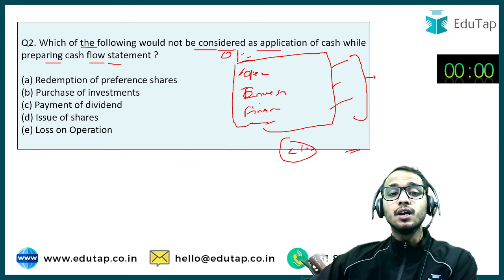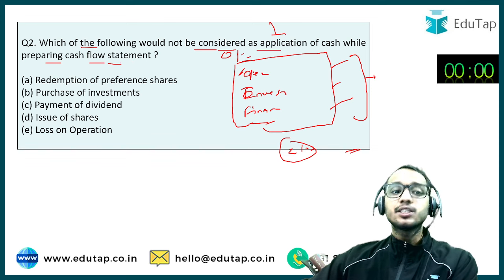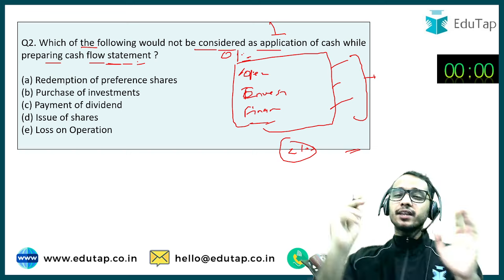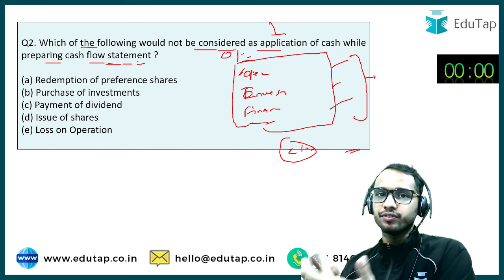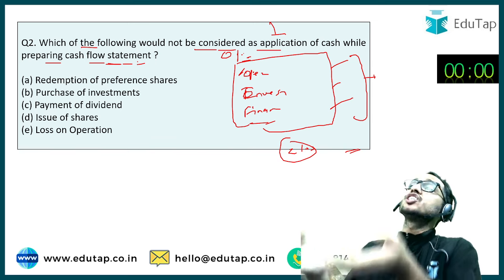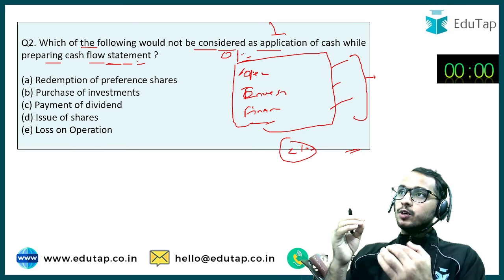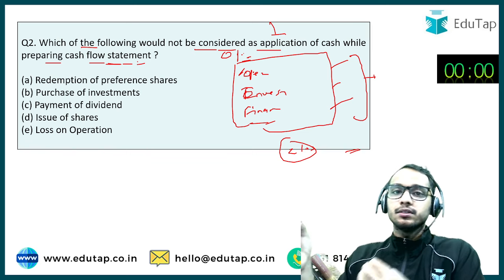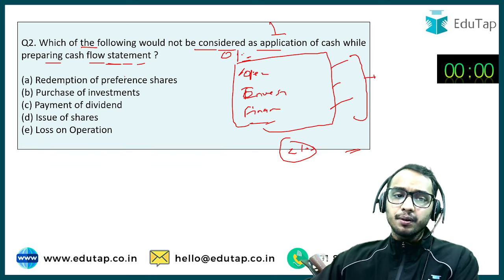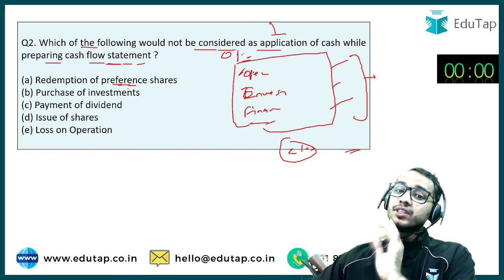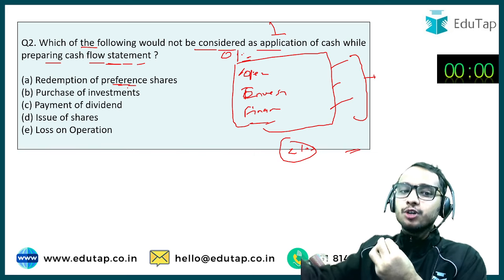Now the question says, which would not be considered as the application of cash while preparing the cash flow statement. So it is talking about how we have some sources of cash and we have applications of cash. What are sources? From where we are generating the cash. But what are applications? The activities to which we are using it. These are applications of cash. So when you do redemption of preference shares, it is an application of cash. Why? Because in redemption of preference shares, you are going to pay the cash to the preference shareholders.